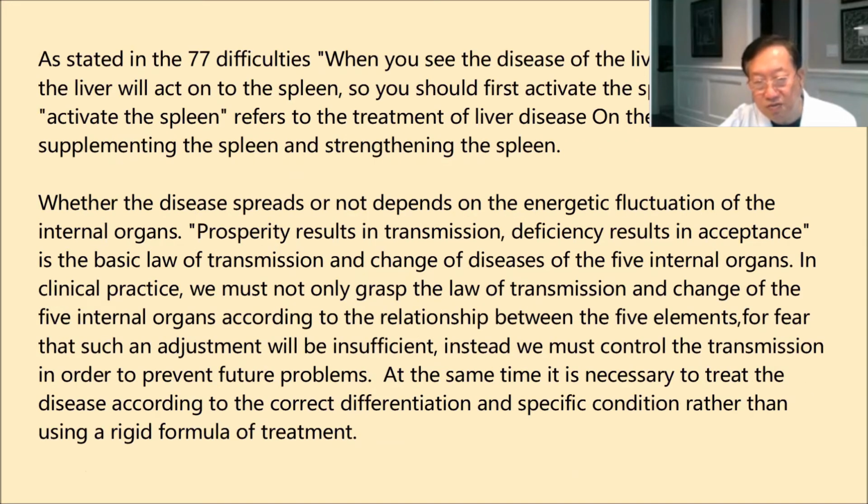As stated in the 77th Difficulty, when you see the disease of the liver, you know that the liver will act on the spleen, so you should first activate the spleen. Here, activating the spleen refers to treating liver disease on the basis of supplementing and strengthening the spleen. Whether the disease spreads or not depends on the energetic fluctuation of the internal organs. Prosperity results in transmission. Deficiency results in acceptance. It's the basic law of the transmission and change of disease of the five internal organs.